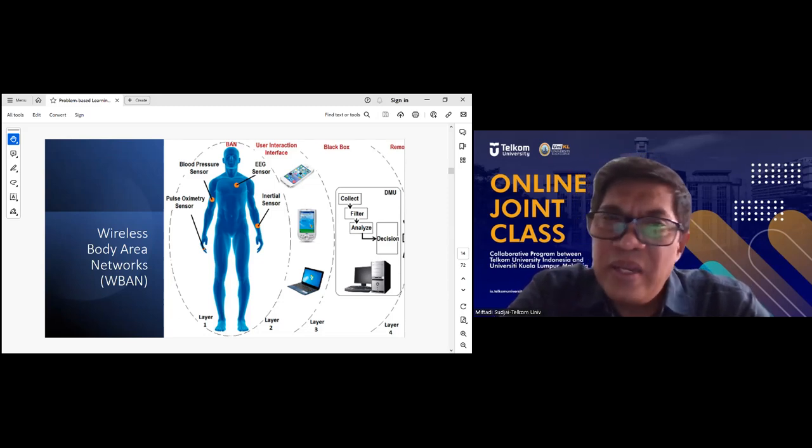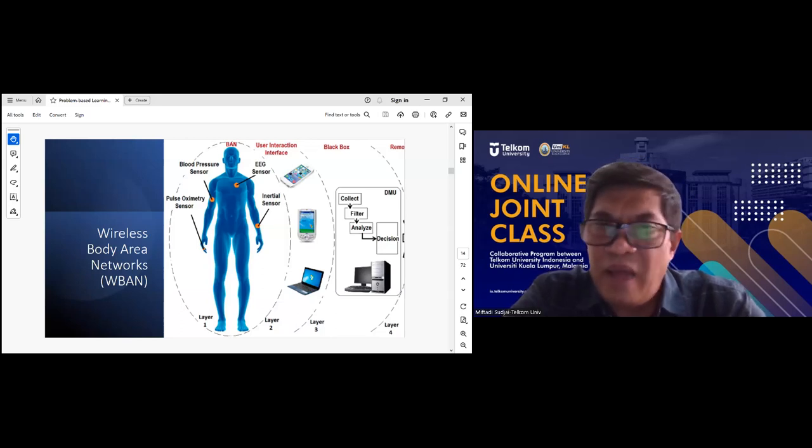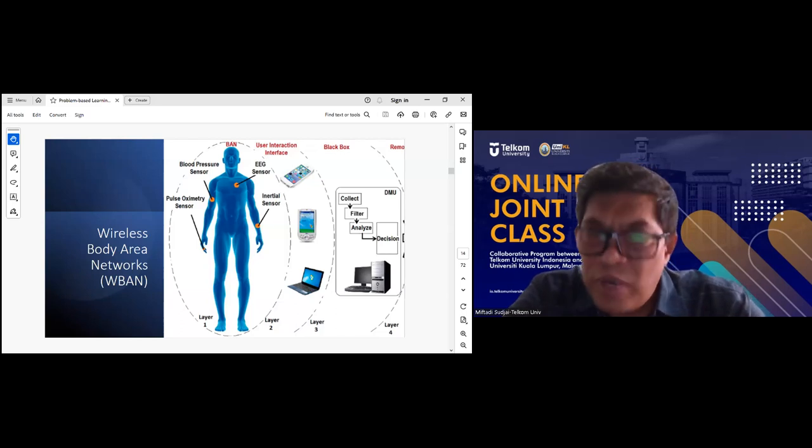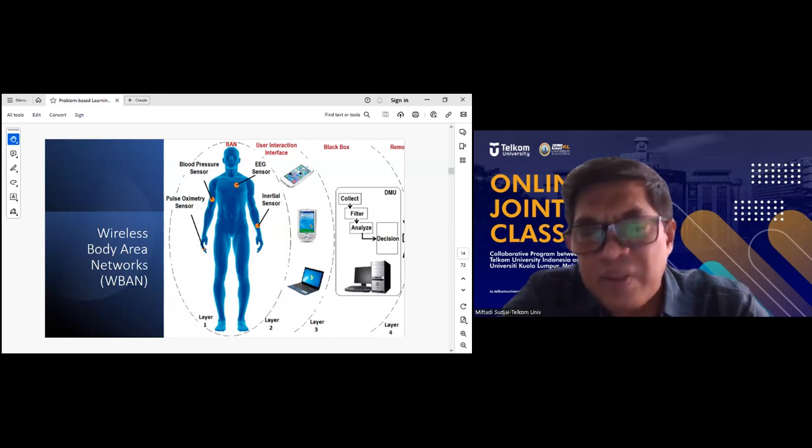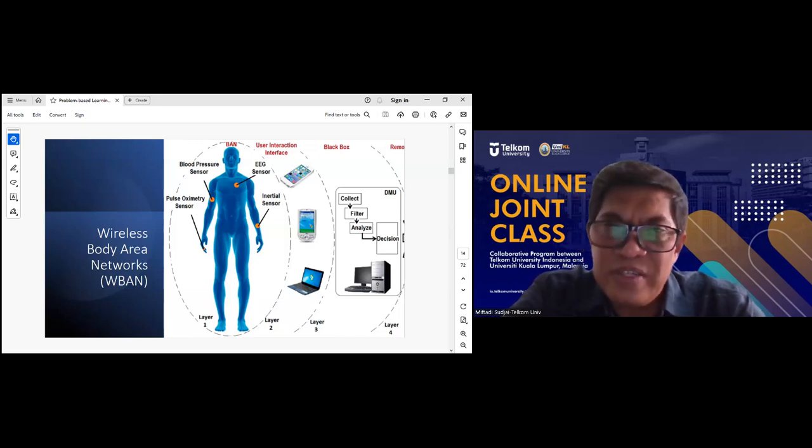So you can imagine, for example, in an aging society like Japan, Germany, and other developed countries that have a huge number of aging population, this aging population, which we call manula in Indonesia, spends a lot of time going back and forth to the medical laboratory just to check their health condition. And a lot of time, a lot of money is spent just to monitor the health condition.